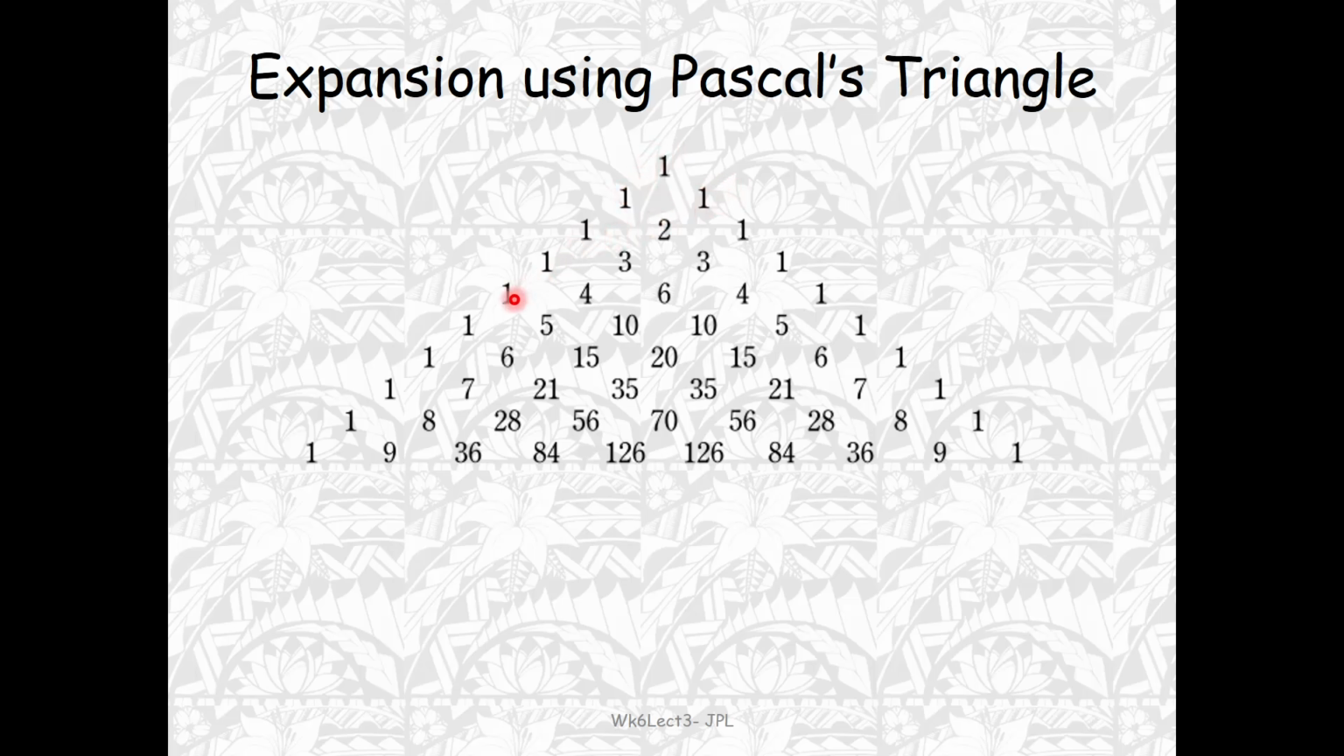And then the edges of the triangle, they all equal to 1. So how to get the 2? You add the 1 and 1. That's how you get 2.